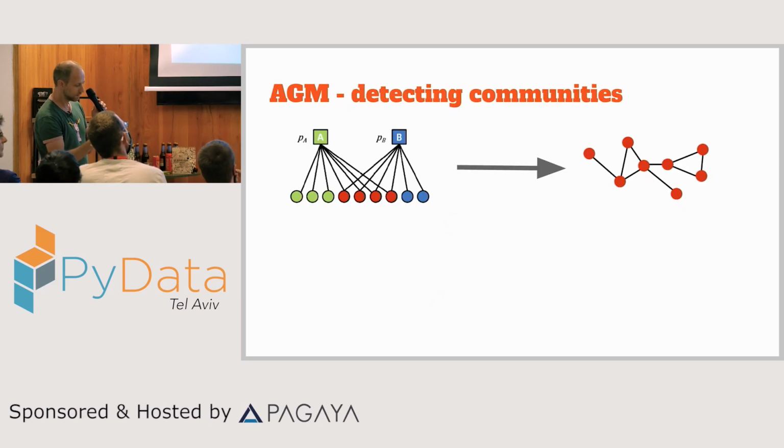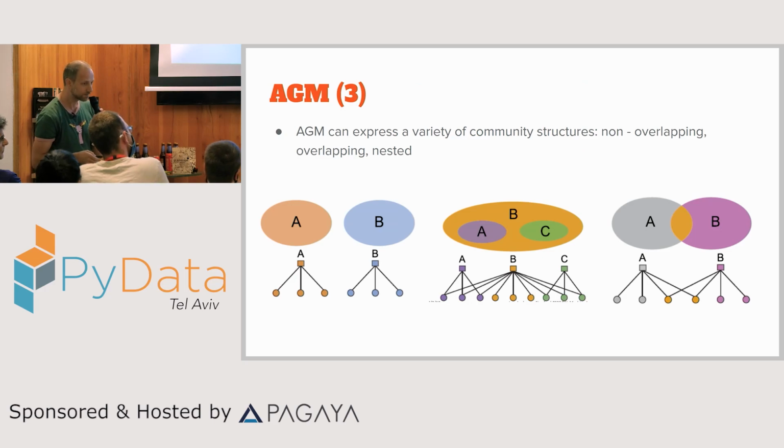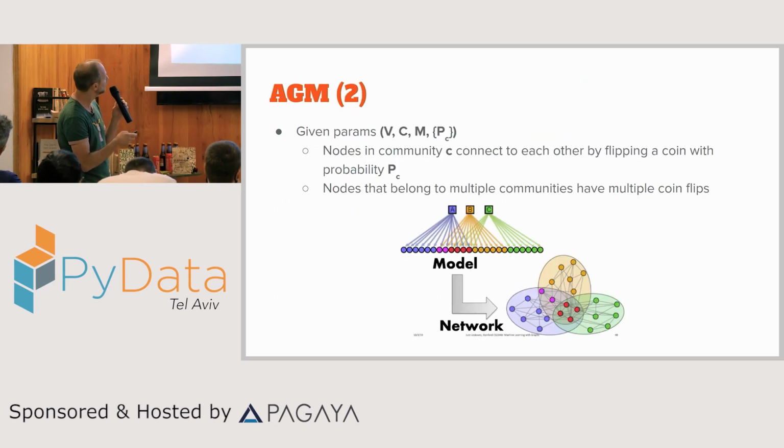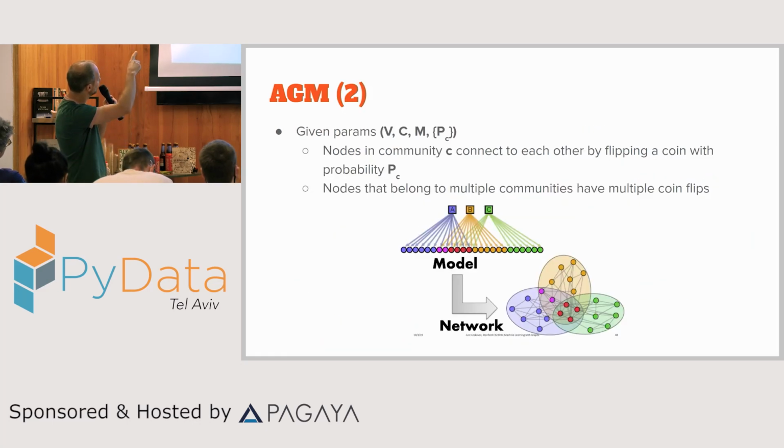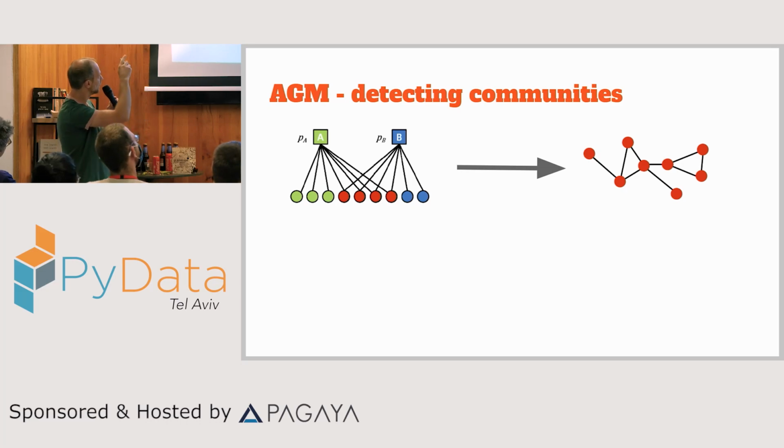Do you need to ask it for how many communities there are, or is it? No. These parts are the parameters of the model, right? So the V and the C and the M and the P, they're all parameters of the model. Okay. So given this model, it's quite easy for us to generate a graph, some graph.